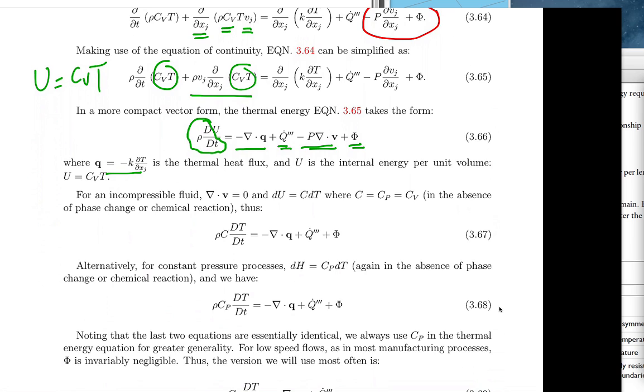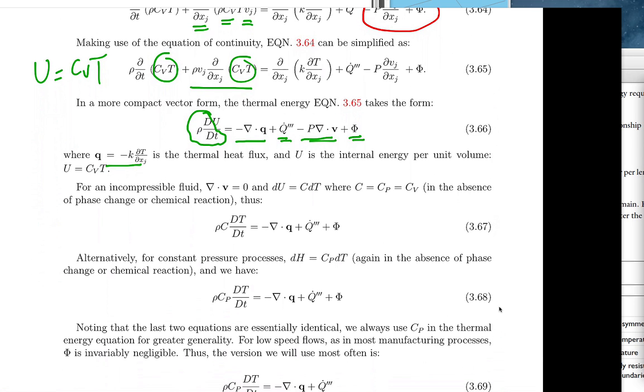But in order for us really to use it, we need to know something about the fluid mechanics. We need to know the velocity field. At the end of the day, we need to know what the velocity field is. That means we have to solve the Navier-Stokes equation together with equation 366 if you have a moving fluid, like in the case of doing continuous casting, for example.